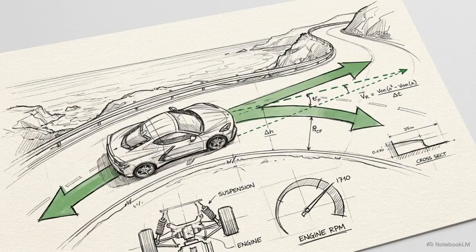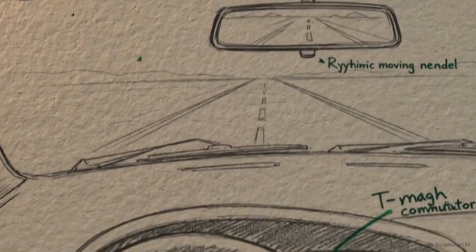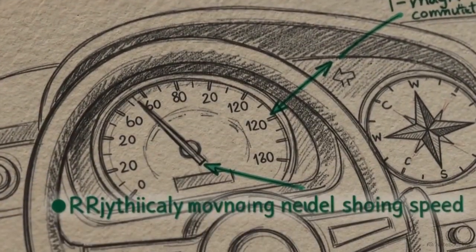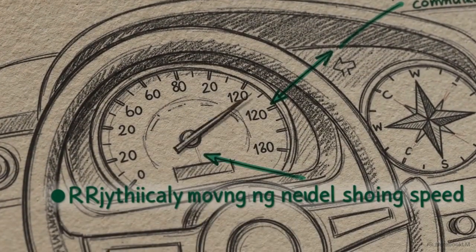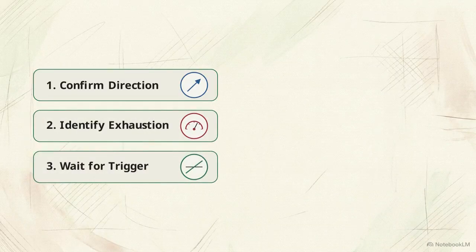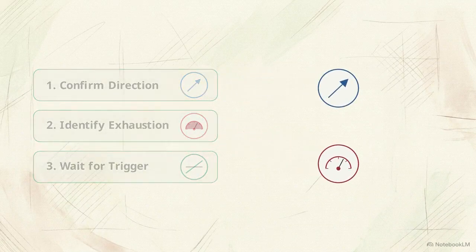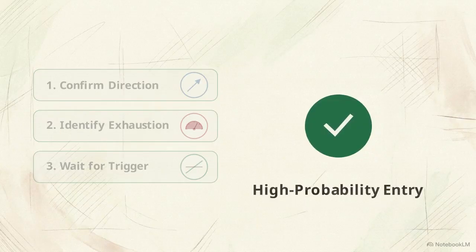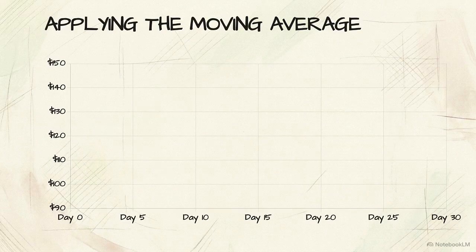Think of trading the markets a bit like driving a car. To get where you're going safely, you only really need to keep track of two things: your direction and your speed. By the end of this video, you'll have a strict 3-step checklist that combines both of those elements to find high-probability trade entries. Let's get your dashboard set up.